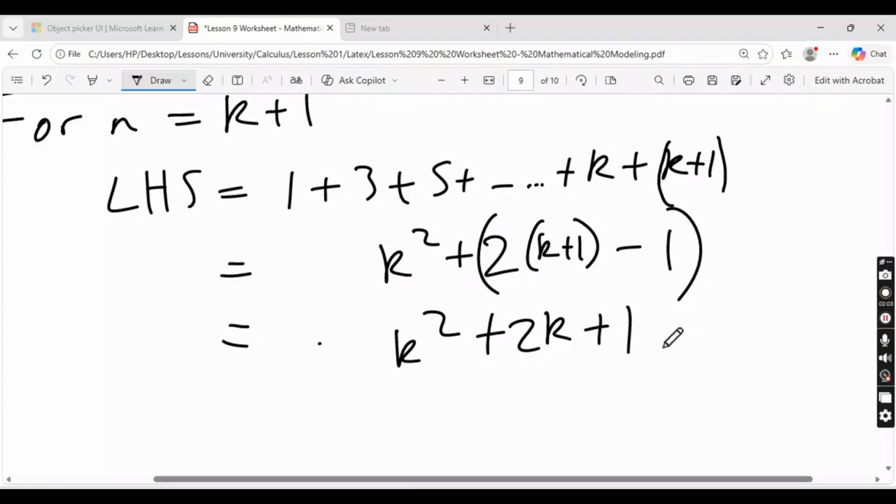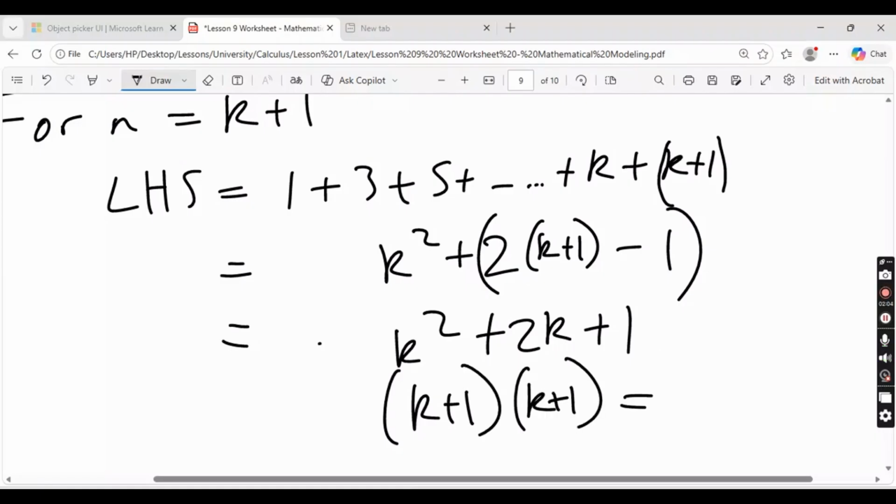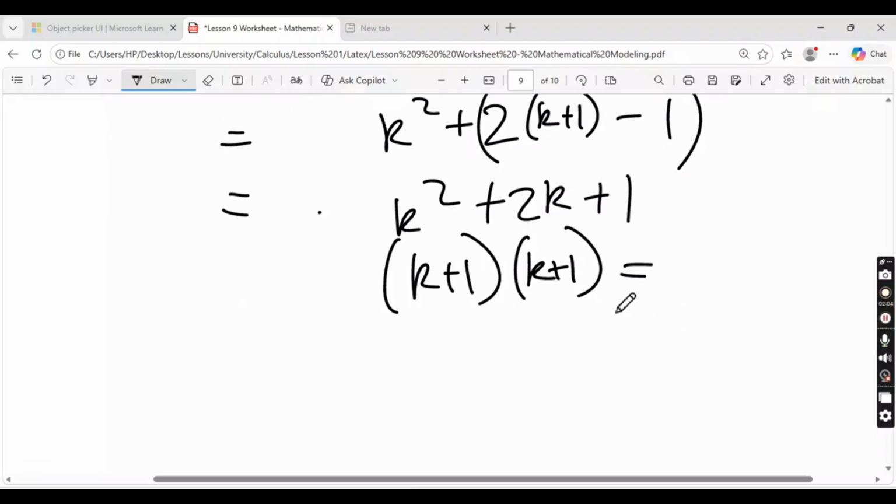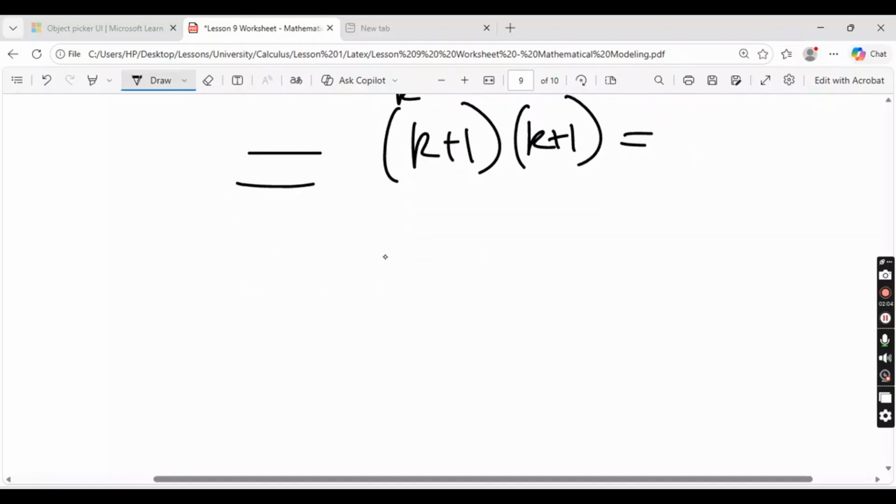That's k plus 1 times k plus 1. Which is okay. Can we simplify this further? No. Okay, we'll leave it like that. Right hand side, what do we get?